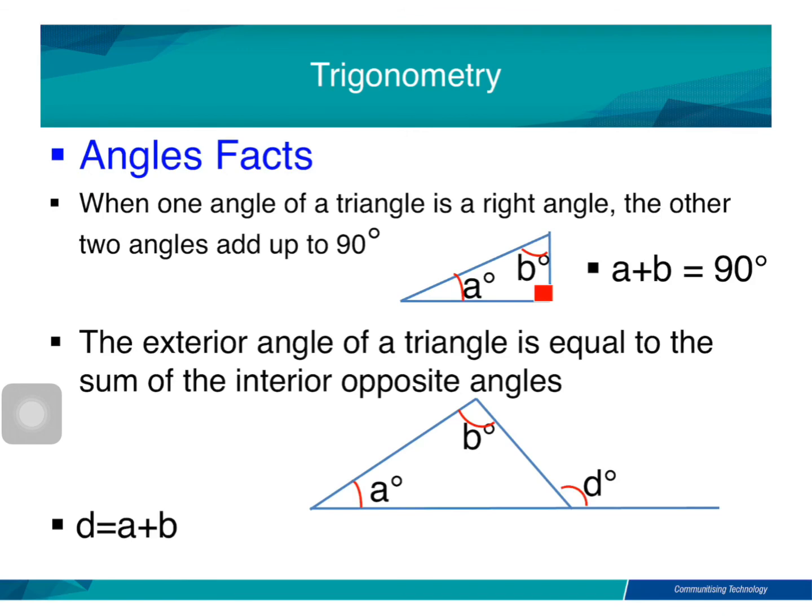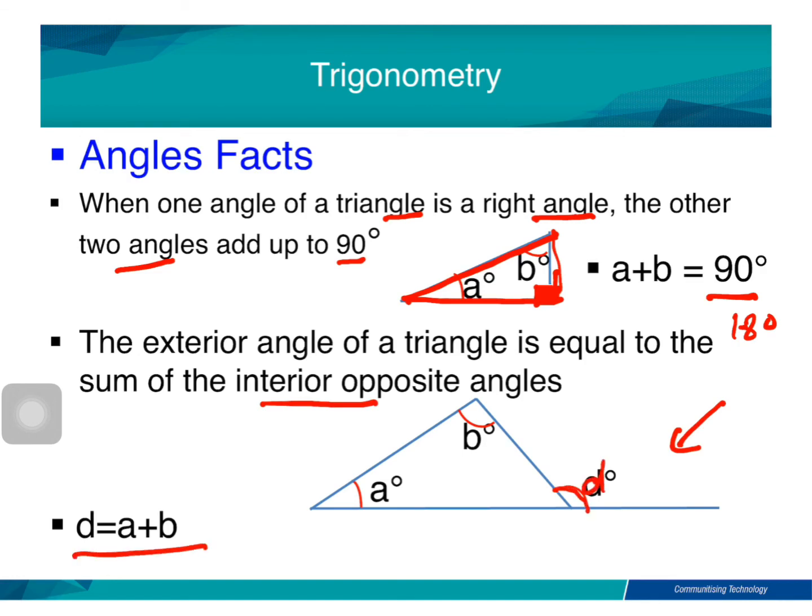Next, when one angle of a triangle is a right angle, the other two angles add up to 90 degrees. For this example, this is the right angle, 90 degrees. So A plus B is equal to 90, because 90 plus 90 is 180. Now this figure shows that the exterior angle of a triangle is equal to the sum of the interior opposite angles. This is the exterior, so D is equal to A plus B.